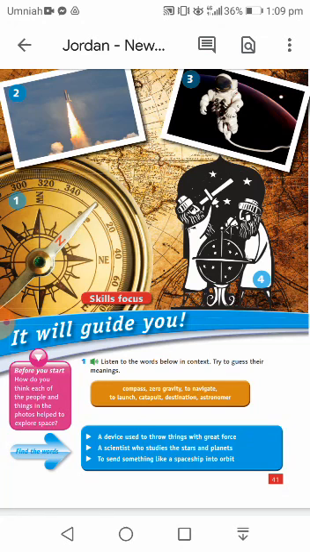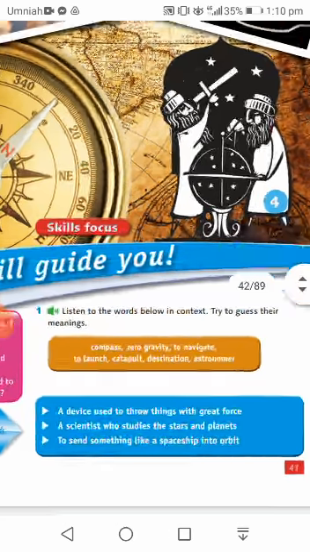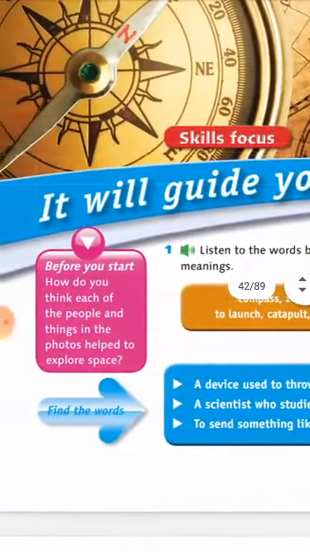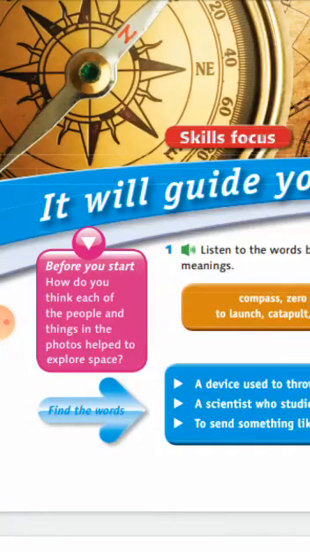So today we will start with page 41. Please open your book, page 41. And let's look first at these photos. Here we have 4 photos. Before you start, how do you think each of the people and things in the photos helped to explore space?